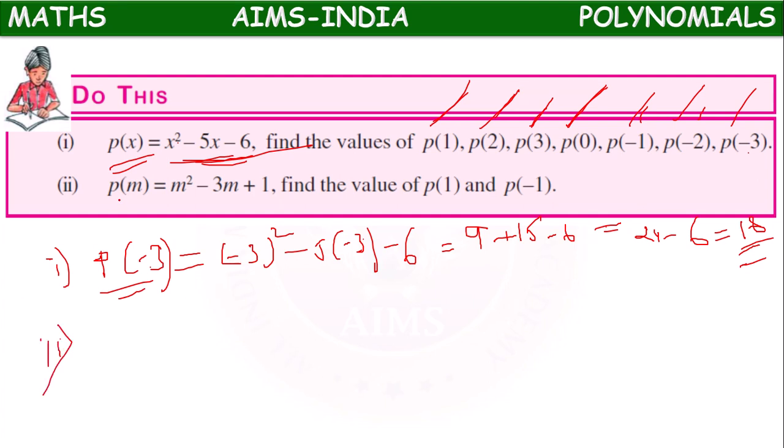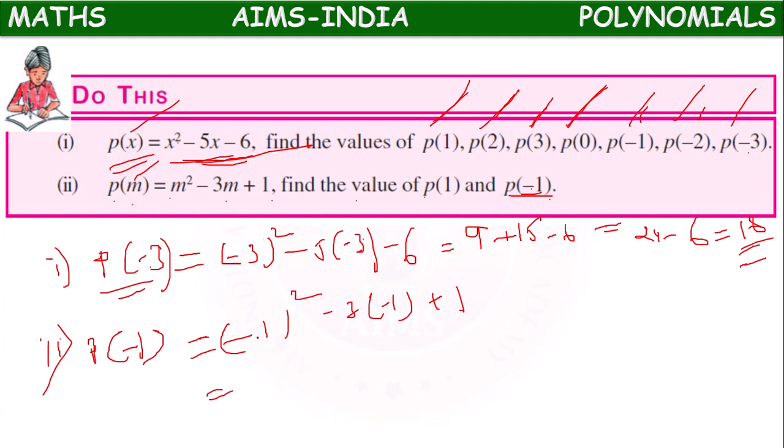Next, second question. P of m equals m square minus 3m plus 1. Find the value of p of 1 and p of minus 1. Let's do the value of p of minus 1. Here the polynomial is defined in the variable m instead of x. So in the place of m, we have to keep minus 1. Minus 1 whole square minus 3 into minus 1 plus 1. Minus 1 whole square is 1, minus into minus is plus 3, plus 1 equals 5.